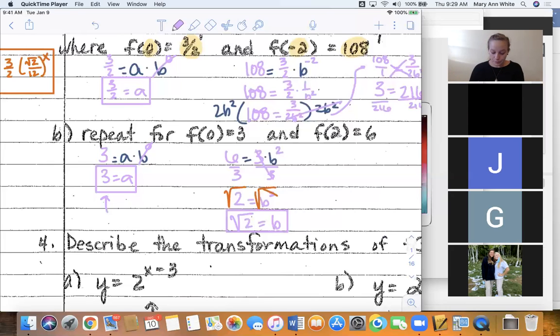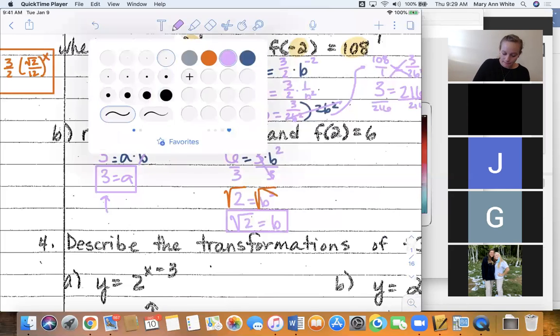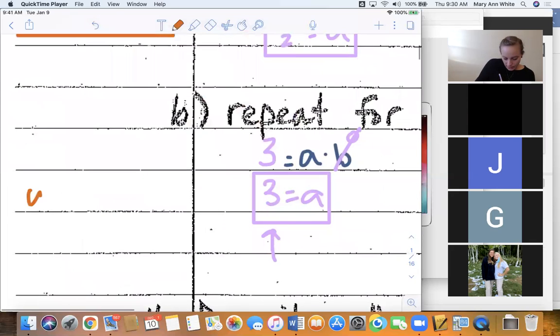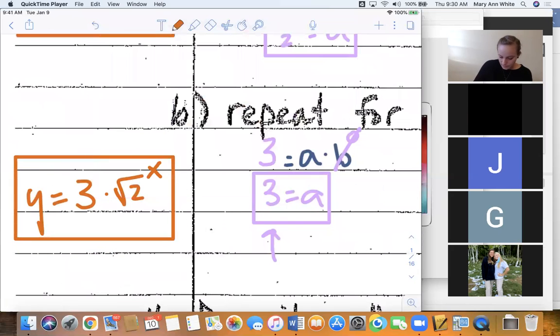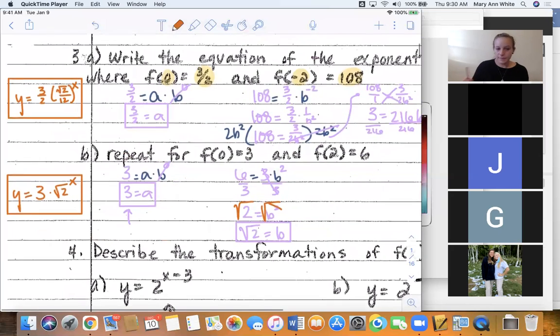So these are my two numbers. Let's plug them into the equation. y equals 3 times radical 2 raised to the x. All right, any questions so far?